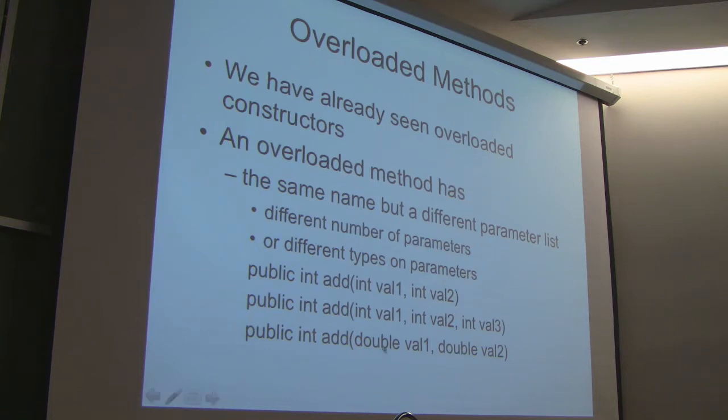Now here, I have two parameters. Here I have 3 parameters. Here I have 2 parameters, but they're different types. And the compiler is smart enough to recognize that that is a different thing. Adding 2 doubles is different than adding 2 ints. And so you're allowed to overload a method both with different numbers of parameters and also different types. Okay, so I could add 2 strings, I could add whatever you want there.